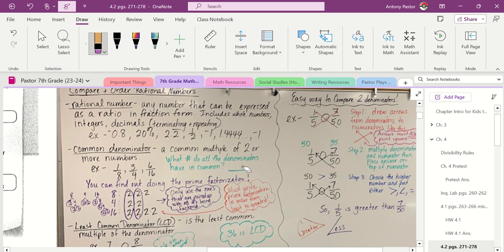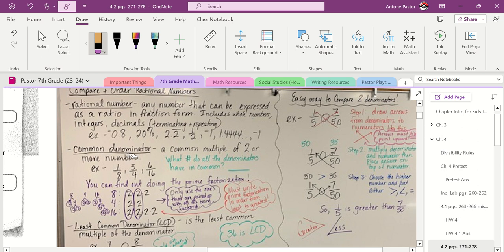A rational number is any number that can be expressed as a ratio in fraction form. It includes whole numbers, integers, decimals, terminating and repeating. In English, it's any number that can be written as a decimal, a fraction, a percentage. Those are rational numbers. So examples would be negative 0.8, 20%, 2.2 with a bar notation over the 2, 1/2, negative 1, 1.4444, negative 1. Those are all rational numbers.